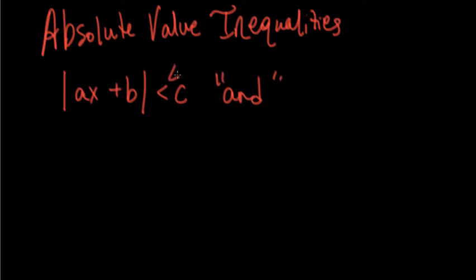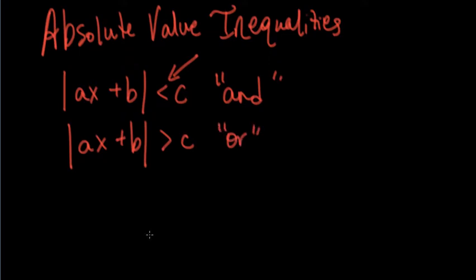What makes it relate is the symbol. The less than symbol relates to AND, while the opposite, the greater than symbol, relates to OR. So if I was to give you example number 1, the absolute value of 2x plus 1 is less than 5.